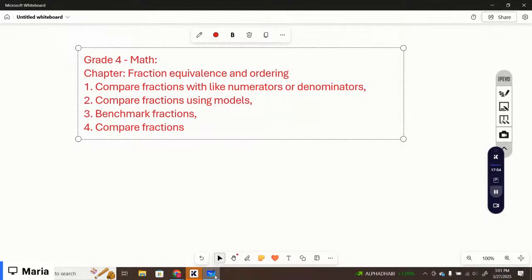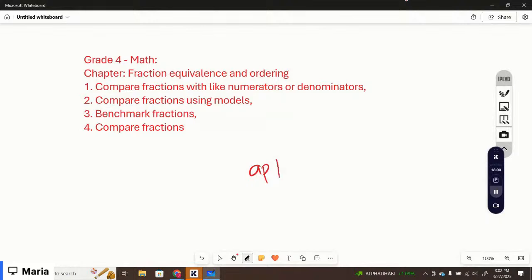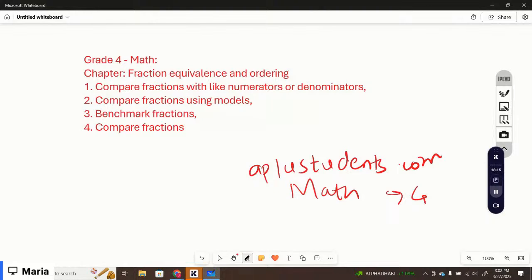You can find all the lessons on a+students.com. You have to log in there using your email address and password as provided by the administrator. Then you have to select math from the subject tab. Scroll down to grade 4 math and then click on view all lessons.